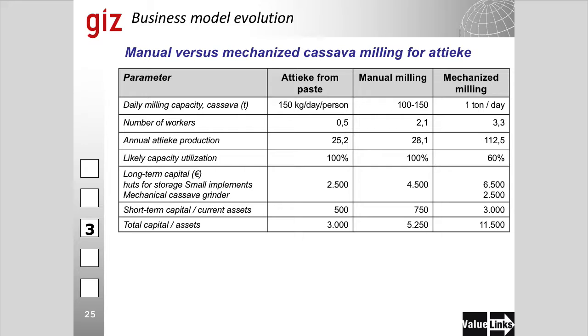Manual milling is not only the making of Attiéké, you have to first mill it, and that parameter would be around 100 to 150 kgs max of paste you can produce. That changes quite a bit if you go to a mechanical mill, then you stand at 1 ton per day or 1.2 tons per day, depending on the equipment. So here we have around 6 to 7 times more capacity per day if we compare it to a one-person micro enterprise.